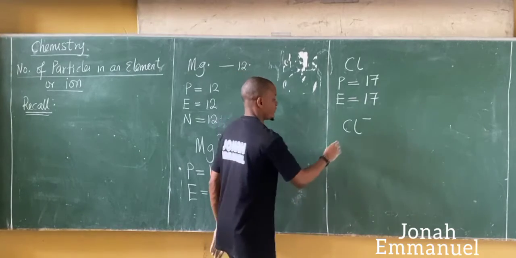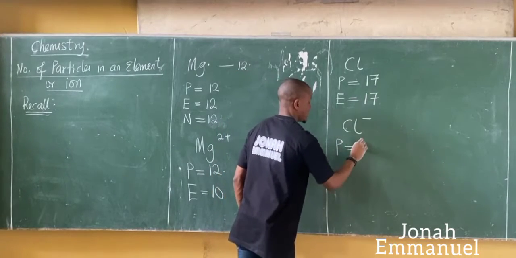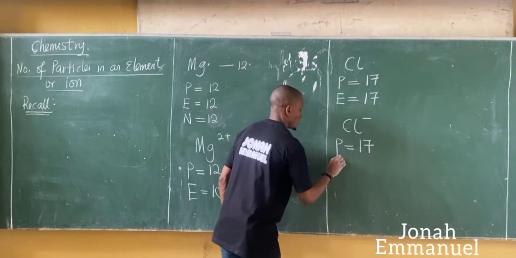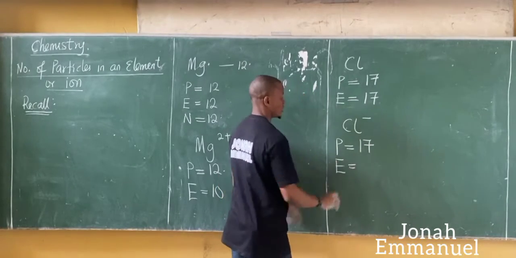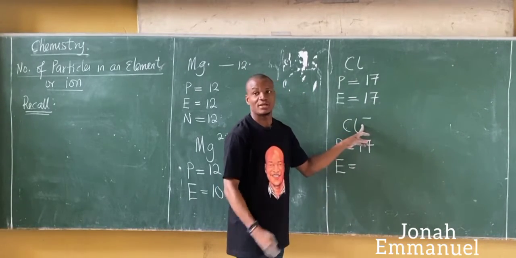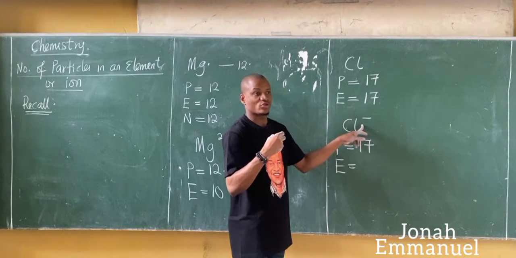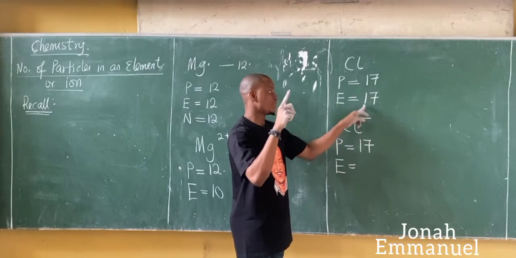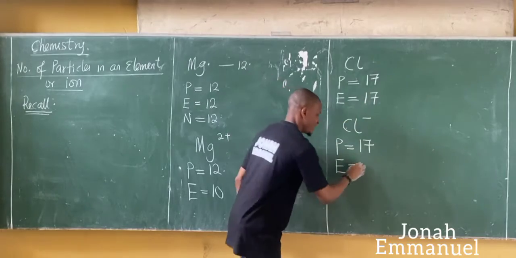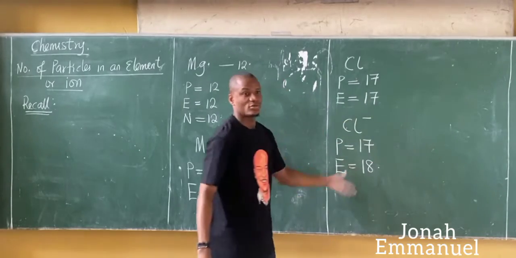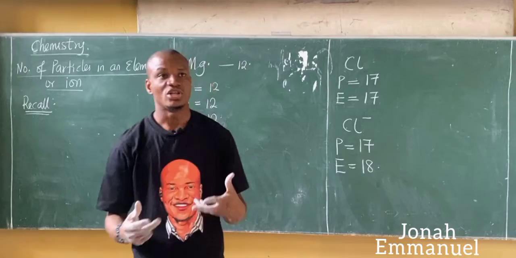Now the chlorine ion, that's this. The number of protons is always constant, 17. For the number of electrons, I'm having a negative charge. What does it mean? It has gained 1 electron. So 1 plus 17 gives you what? We're having 18 electrons. This is how it works. This is how to get the number of particles.